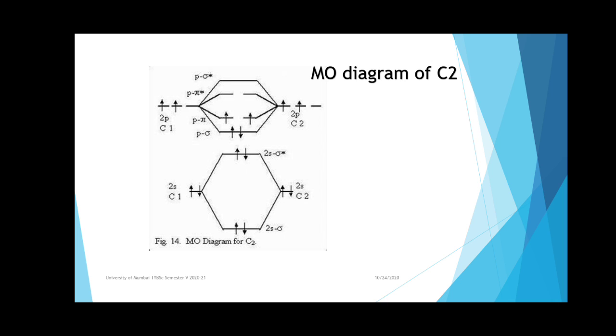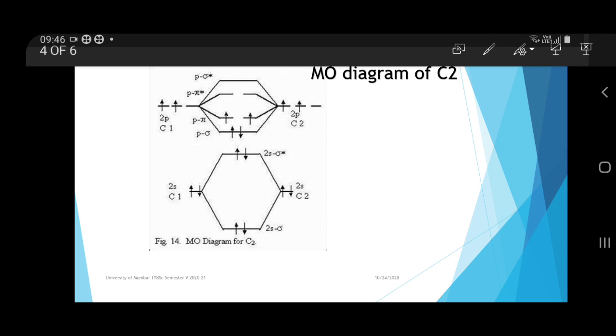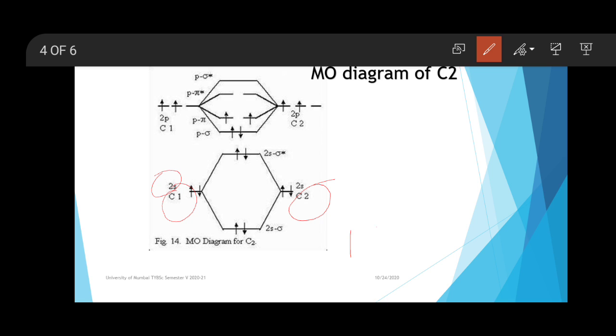Now for the MO diagram of the C2 molecule, I will show you here that this is the first carbon atom and this is the second carbon atom. The 1s orbitals of the first and second carbon are of the first shell, which is not a valence shell, so they are not involved in bonding, and there is no need to write them in the MO diagram. Directly write from the 2s orbital. When the two 2s orbitals combine, they form two molecular orbitals, one bonding and the other anti-bonding.